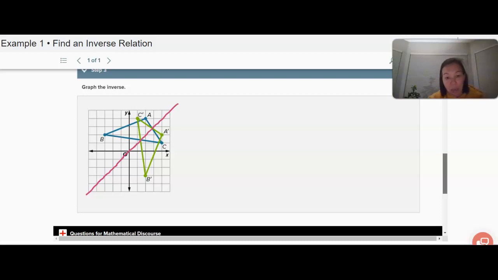So if you look at A and A prime, you can see it's reflected. C and C prime, you can see the distance from this line is the same, and it's reflected over that line y equals x. And again, reflections over the line y equals x swap the x and the y always.